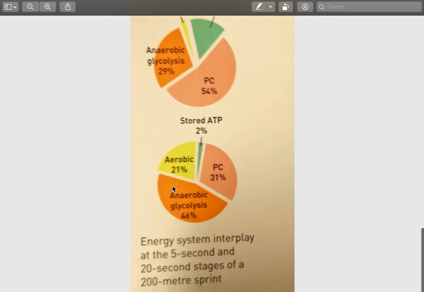And then at the 20-second point, we're down to 2% of stored ATP because it's all nearly gone. Phosphate creatine is only producing 31%. And we've got this anaerobic system giving us 46%, which is a large amount of that lactic acid building up at the 20-second stage. But the aerobic is slowly climbing because we are getting our breathing rate and our heart rate up to where it needs to be.